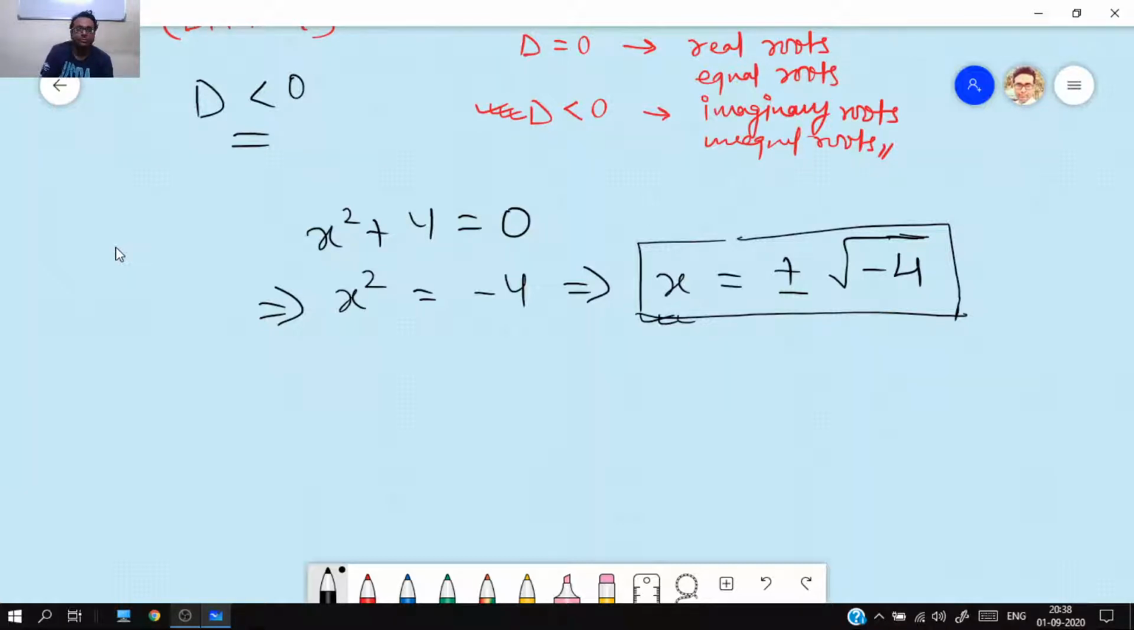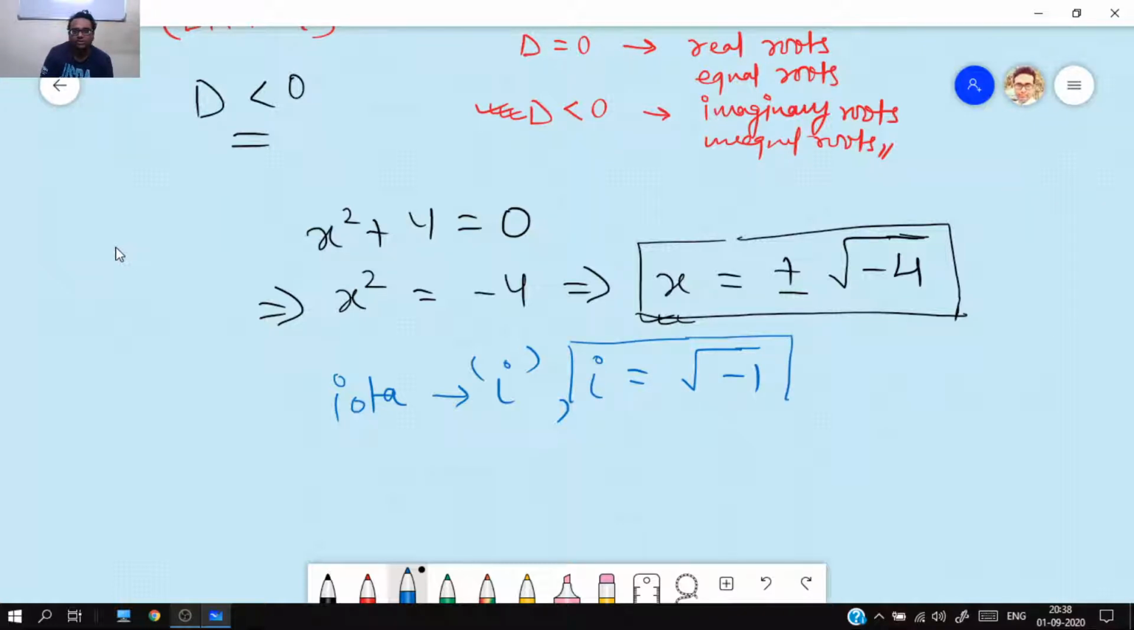with the help of iota. What is iota? Iota is a Greek letter denoted by small i, and i is equal to under root minus 1. Derivation is not in our syllabus, so we will focus only on this value: i is equal to under root minus 1. So how can we use this iota to solve this equation? Let us see.